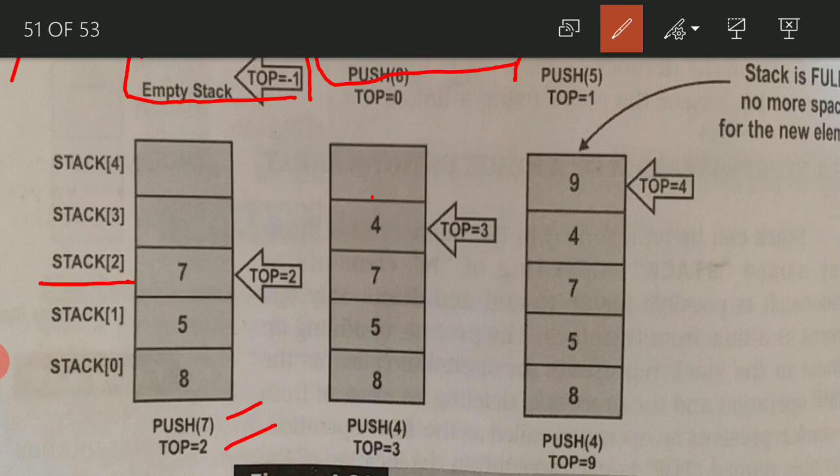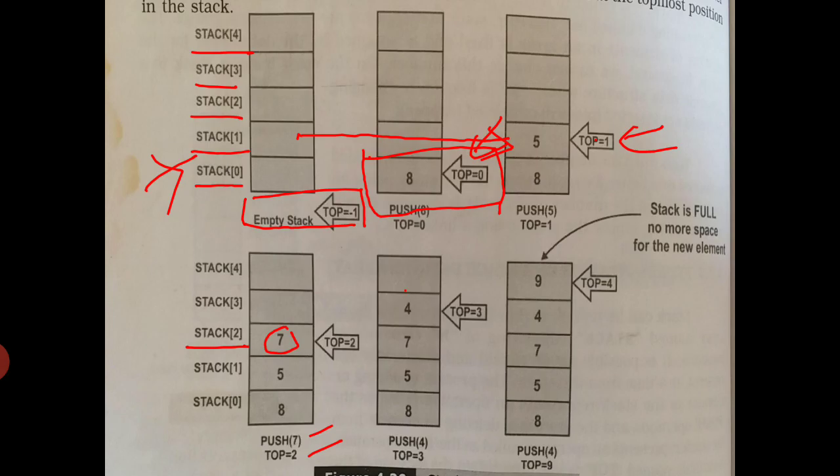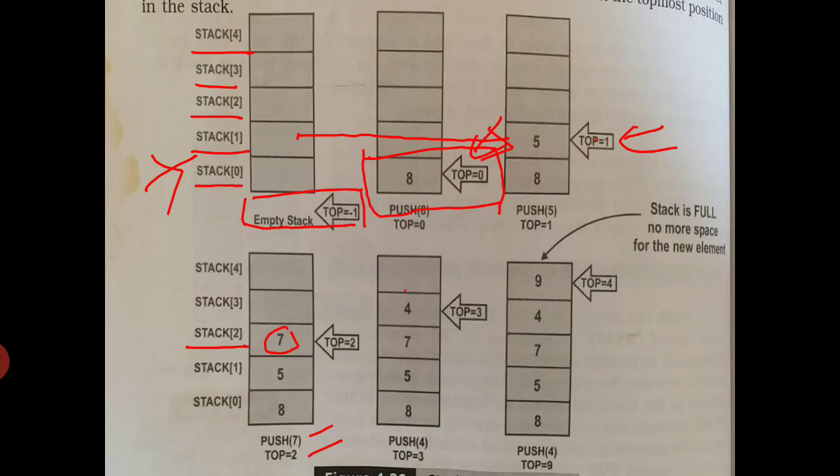Then what happens now? Stack of top equal to item. So stack of top equal to item means we have inputted 7. So this is at second position. Okay. Similarly, again we'll return here and we'll check the algorithm. Same algorithm, we are repeating it. Step 1, check for overflow. Second step, increment the top. Third step, input the item. Fourth step, return.